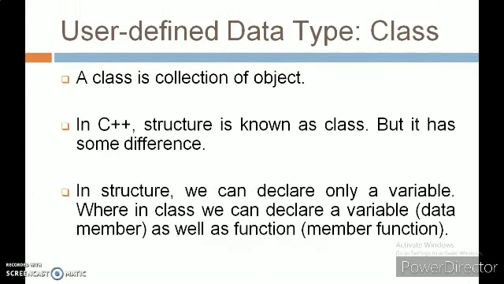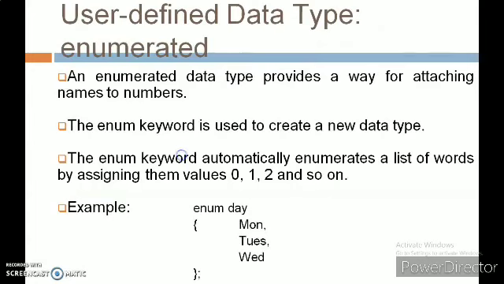Then the next user-defined data type is a class. As discussed in previous videos, class is a collection of objects. And in C++, structure is known as a class, but it has some difference. So the major difference between structure and class in C++ is, in structures we can declare only variables, whereas in classes we can declare variables as well as functions. That means we can have data members and member functions both in classes.